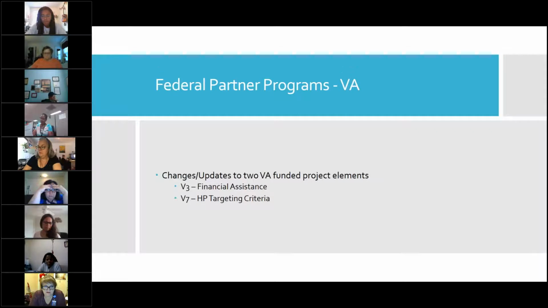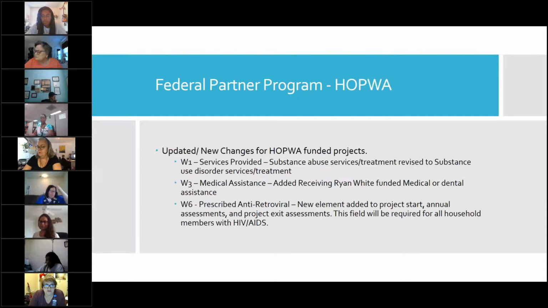All right, now we can move on to the VA-funded federal partner programs. There are 2 changes to data elements for projects receiving VA funding. They include the financial assistance data element and the homelessness prevention targeting criteria data element. Next slide, please, Zara. Thank you.